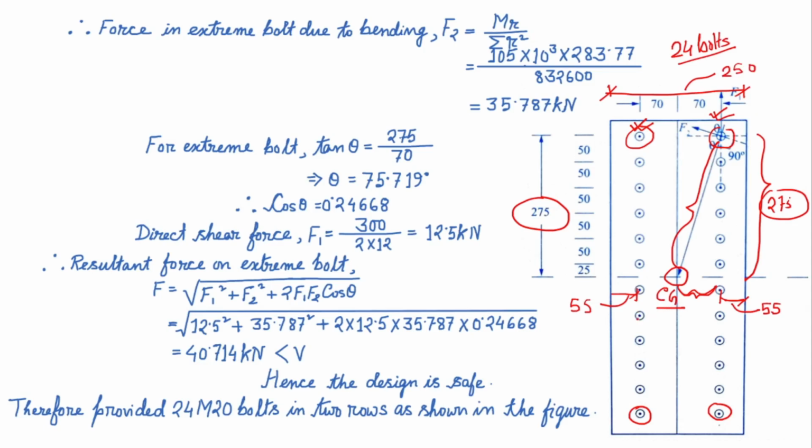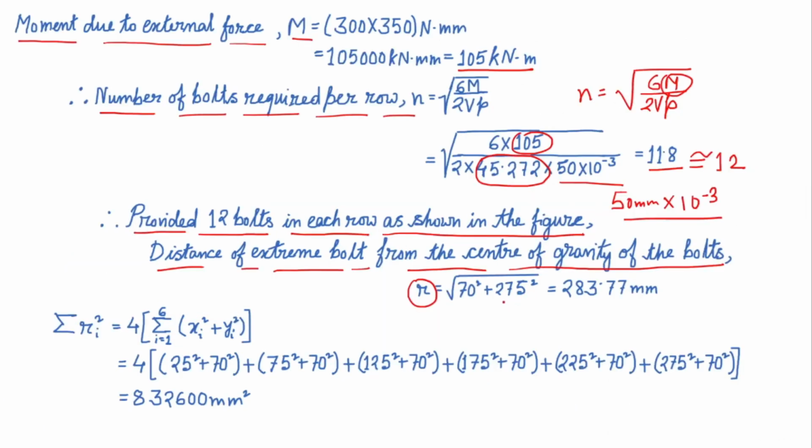So if I subtract 55 and add 55, it will be 140. From the CG to the center of the bolt, the distance will be 70. So R is the square root of 70 square plus 275 square. So finally it is calculated as 283.77 mm.